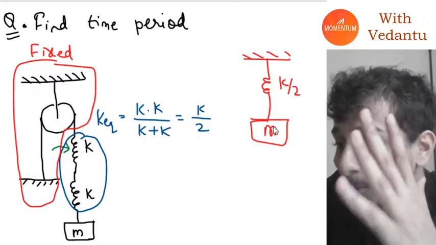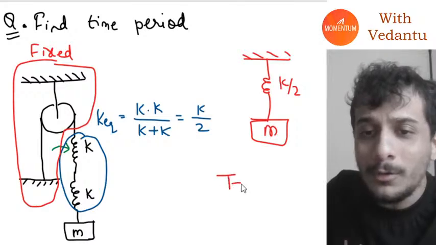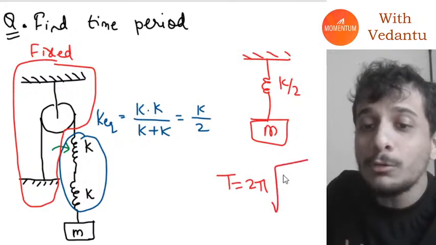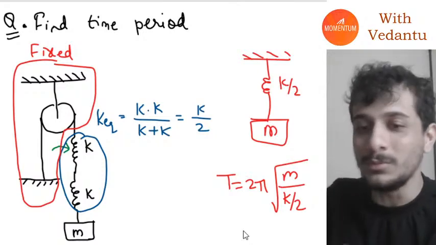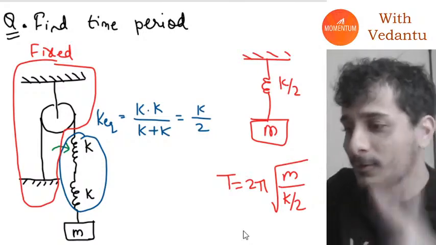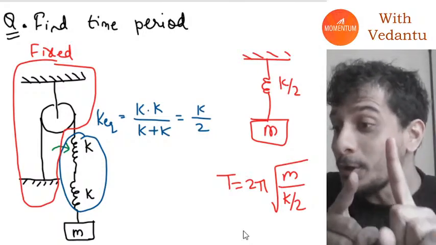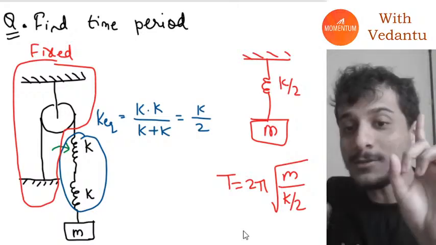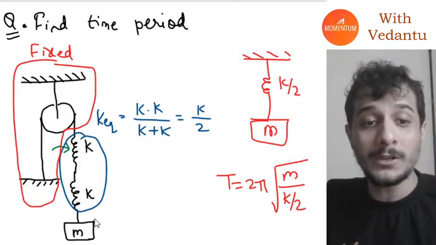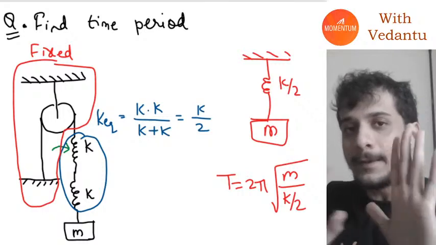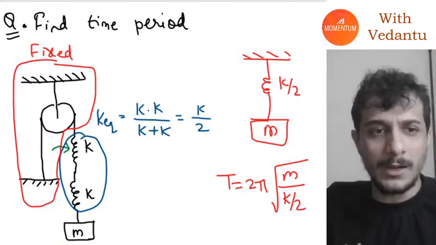If I ask you what will be the time period, the time period will be 2 pi under root m upon k by 2. Everybody knows how to do this, the 2 will go upstairs. That's not important here, but everybody should know how to solve this. It's a very important shortcut, guys, and it has so many usages.